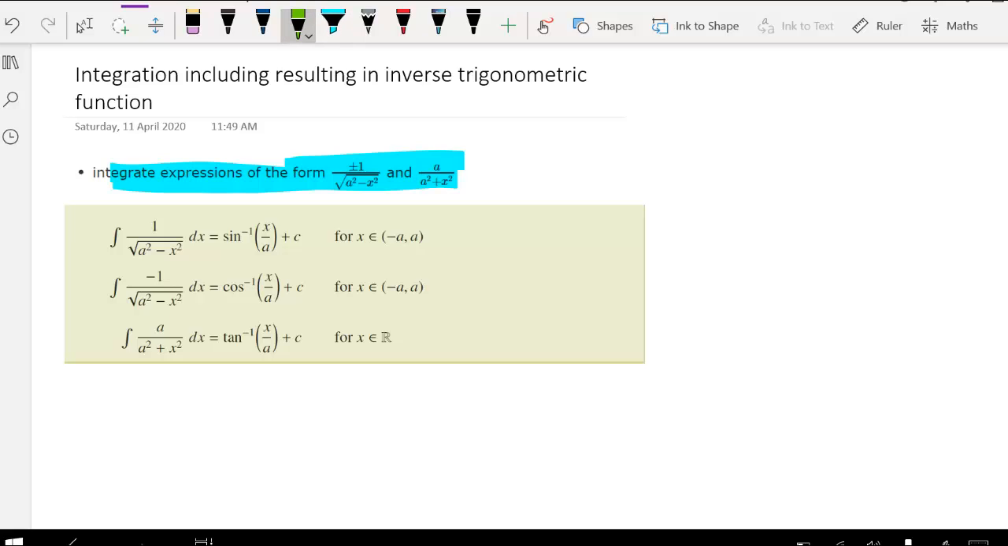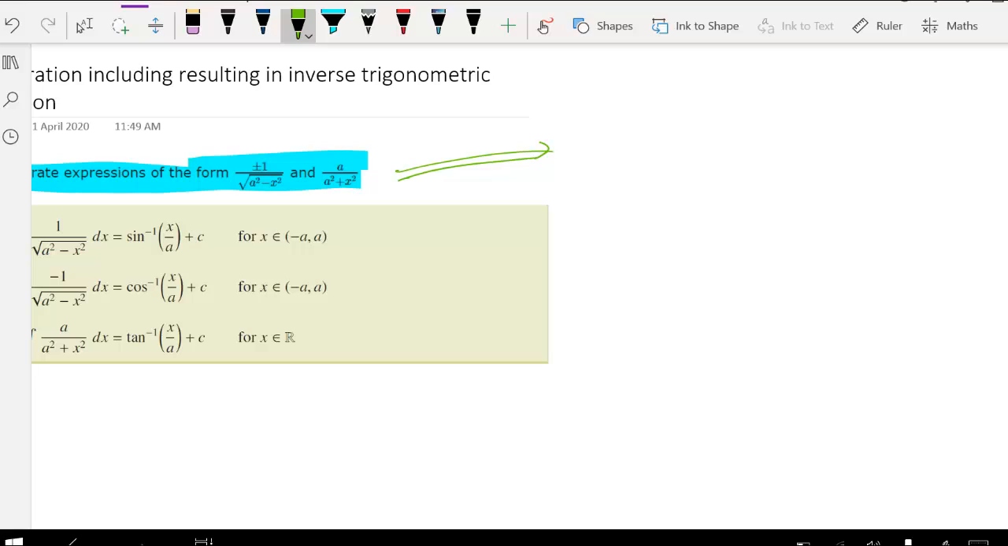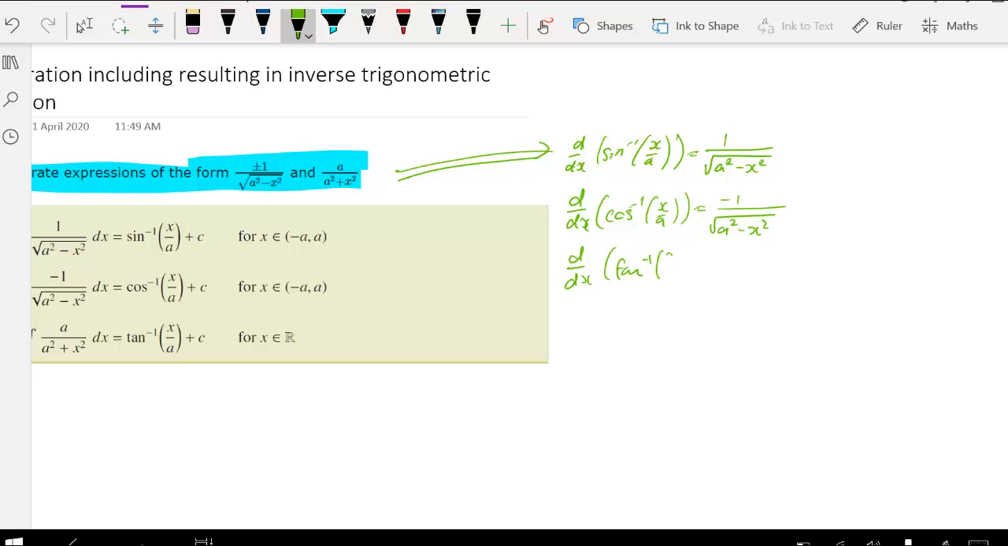Now, if you remember from our last lesson, we went and proved that the derivative of arc sine x on a is equal to 1 over square root of a squared take x squared, that the derivative of arc cos x on a is equal to negative 1 over square root of a squared take x squared, and that the derivative of arc tan x on a is equal to a over a squared plus x squared.